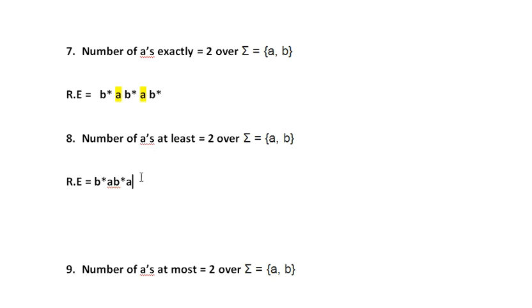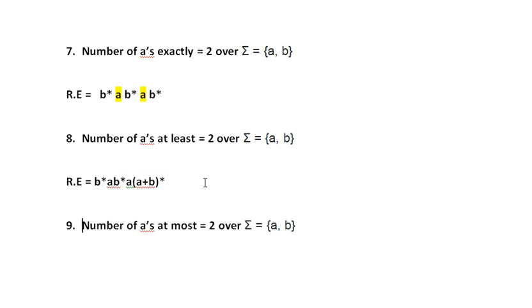So if I take after this a possible combination of (a plus b) whole to the power star, will there be any kind of problem? Because b has no problem, only a does. So (a plus b) whole to the power star means it comprises all possible combinations of a and b. That means starting with minimum 2 a's, followed by n number of a's. So this is the basic solution for this regular expression, this language.